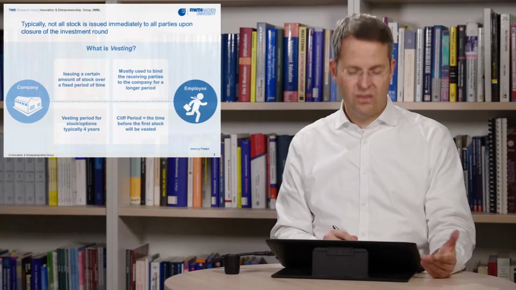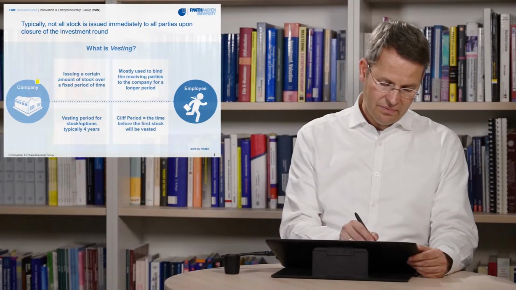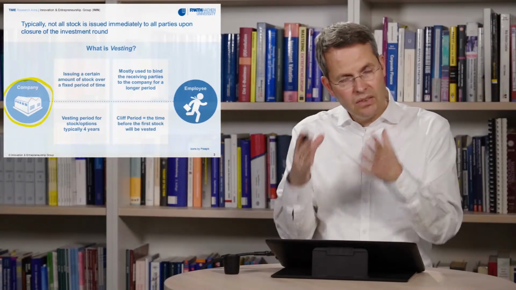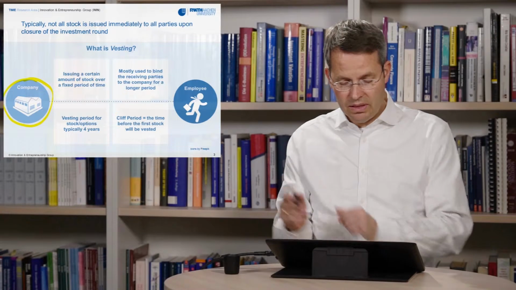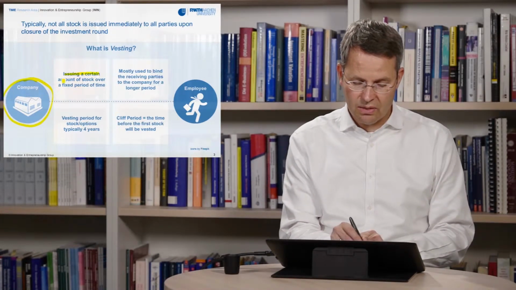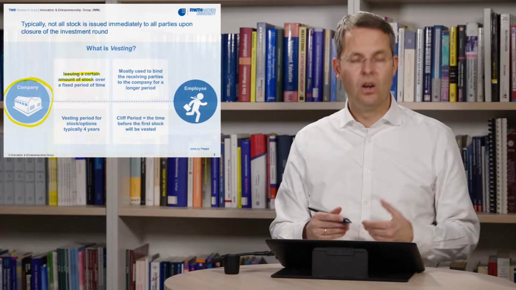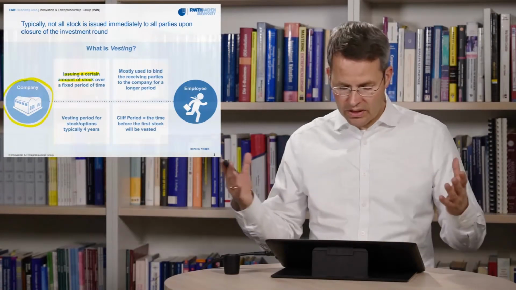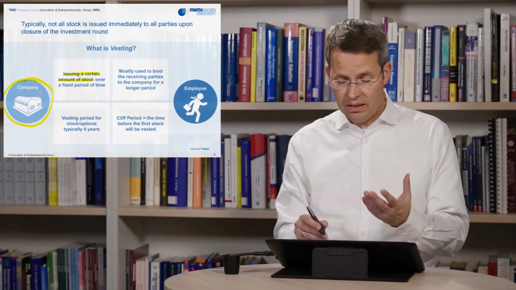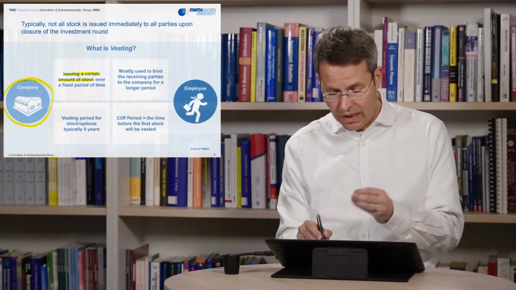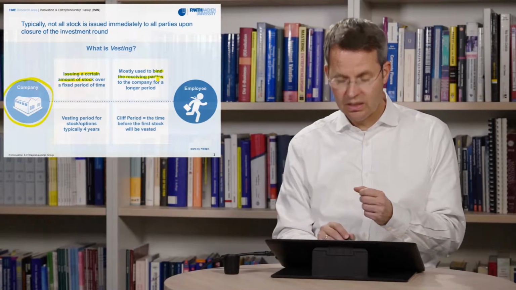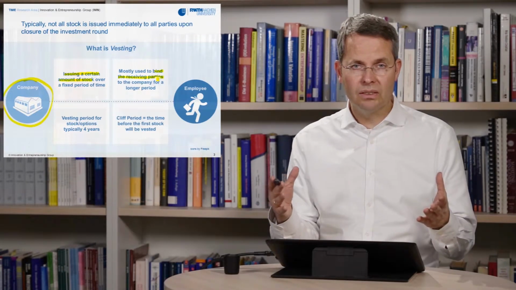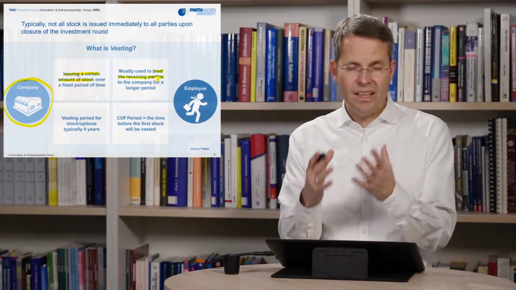What is vesting in general? A company, and this could be a part of the VC's contract, issues a certain amount of shares or stock over a fixed period of time. It could be 1 year, 2 years, 3 years, 4 years. It depends on how long the company wants to bind the receiving parties, for example, the entrepreneurs, to the company, to the contract. And this is how vesting normally works.